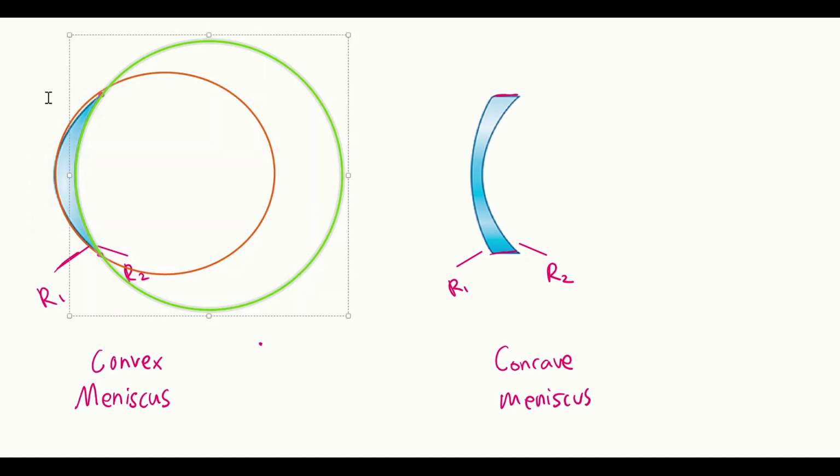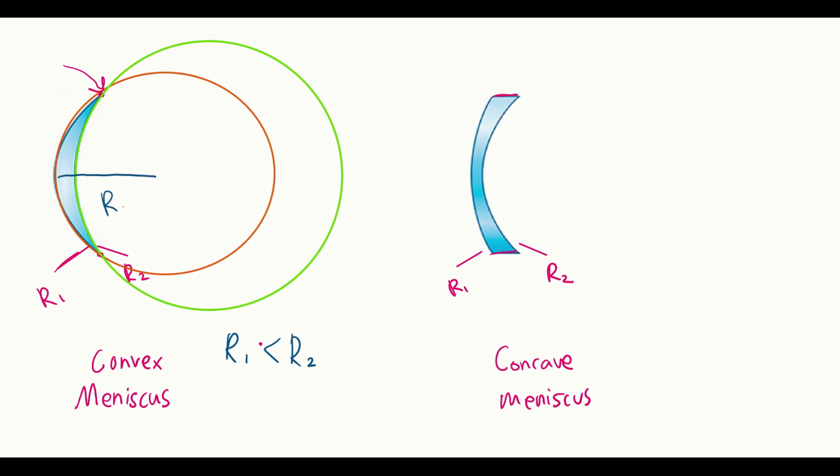It is clearly seen from what we have drawn here that our radius R1 is smaller. The radius for R1 is smaller than radius R2. So this is the radius R1, and this is the radius for the second circle R2.